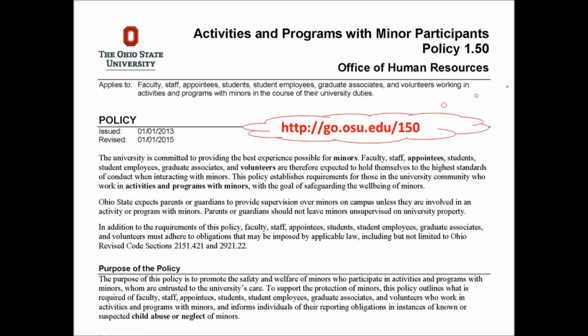This policy establishes requirements for those in the university community who work in activities and programs with minors with the goal of safeguarding the well-being of minors. This is the policy of The Ohio State University. In addition to the requirements of this policy for faculty, staff, appointees, students, student employees, graduate associates, and volunteers, they must adhere to the obligations that may be imposed by applicable law, including but not limited to the Ohio Revised Code sections 2151.421 and 2921.22.